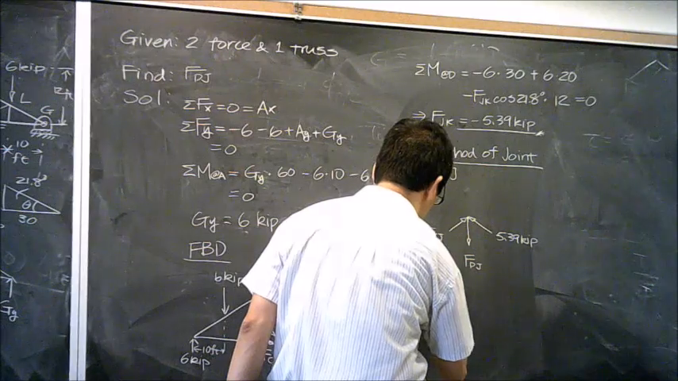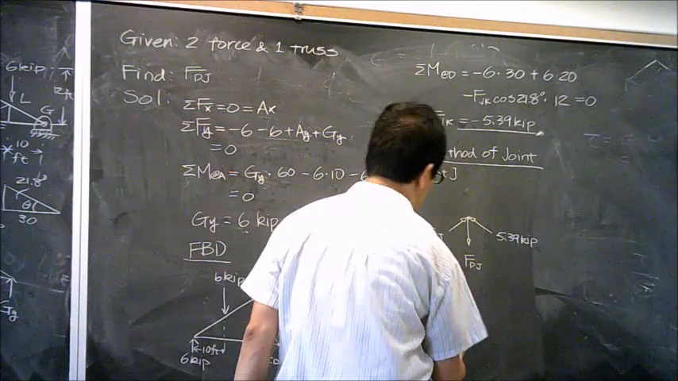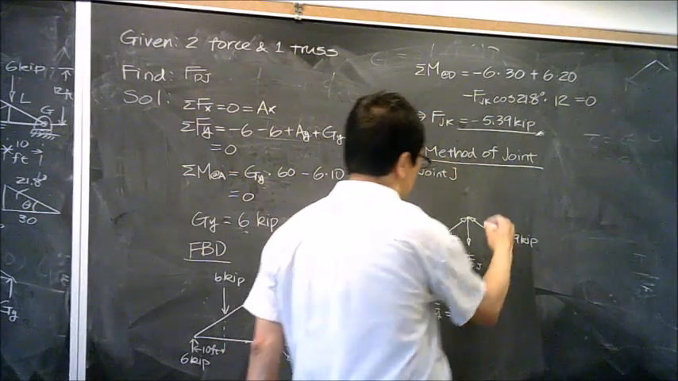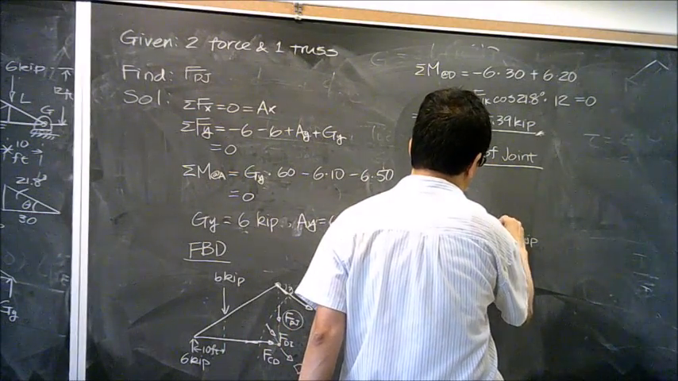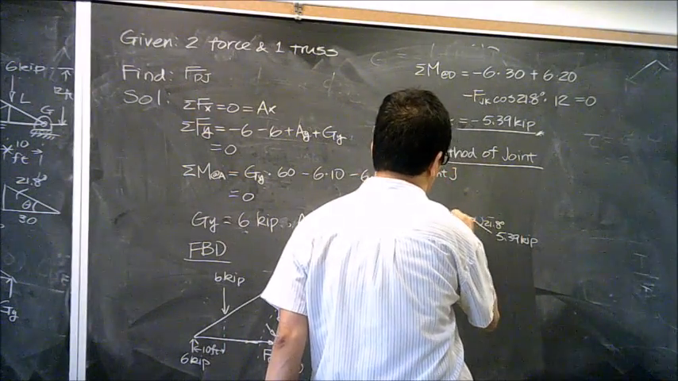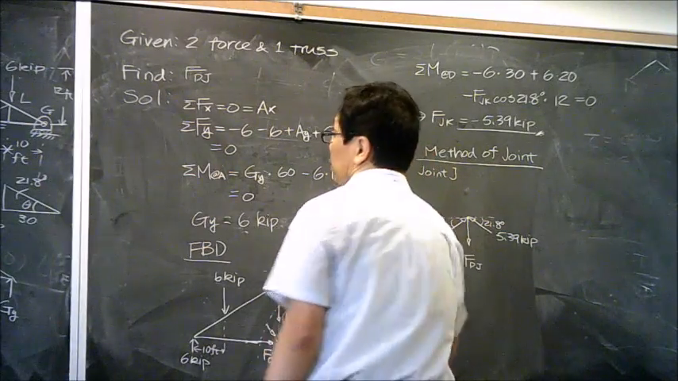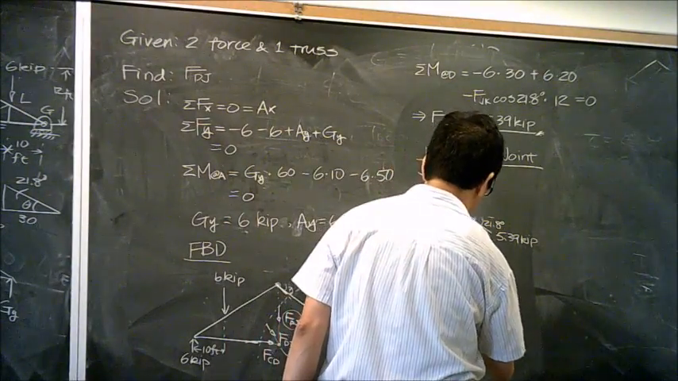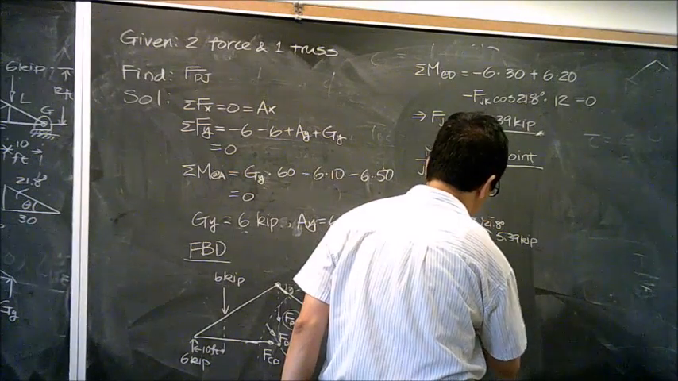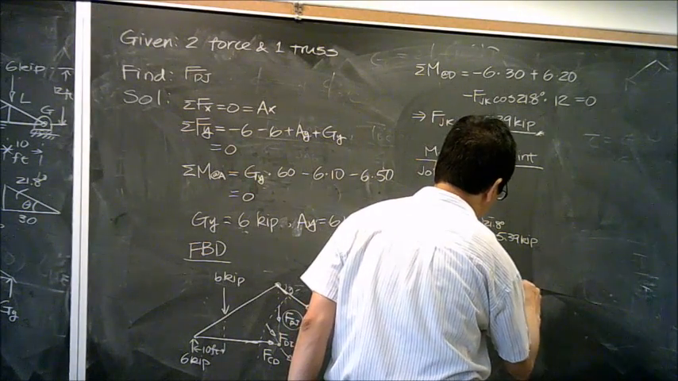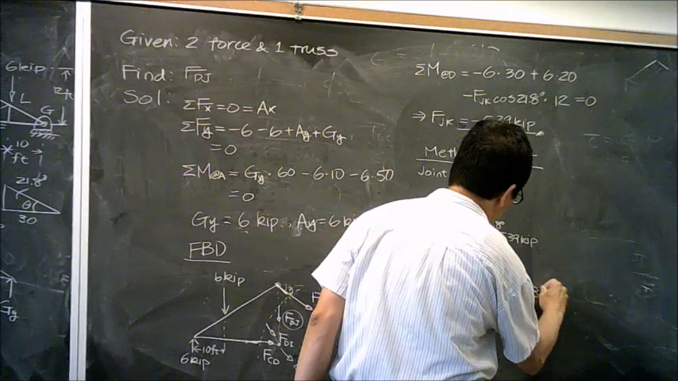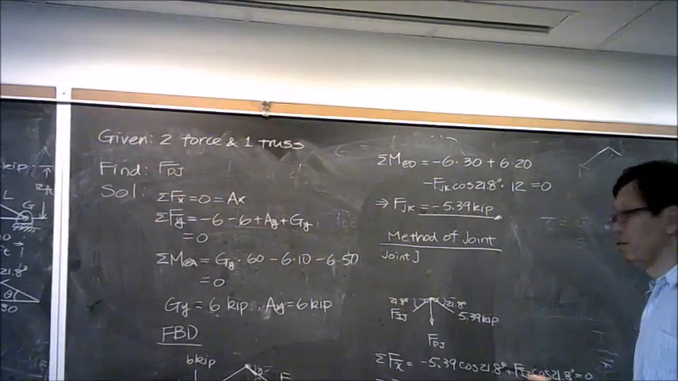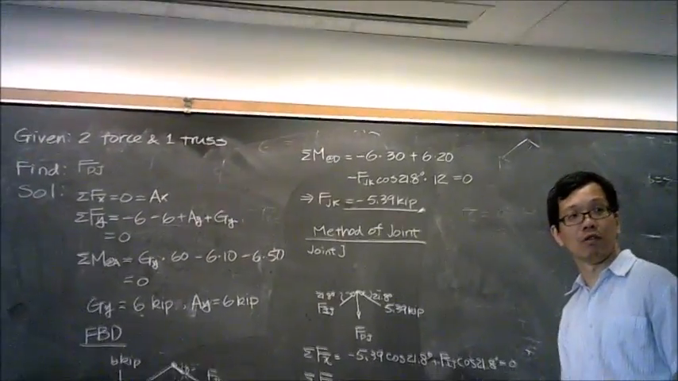So let's do that. So Fx, we know this one is what? 21.8 degrees. This one is 21.8 degrees as well because they are symmetric. So when we don't know that, it's going to be negative 5.39 cosine 21.83 plus Fij. Because one equation, one unknown. You should be able to get this.